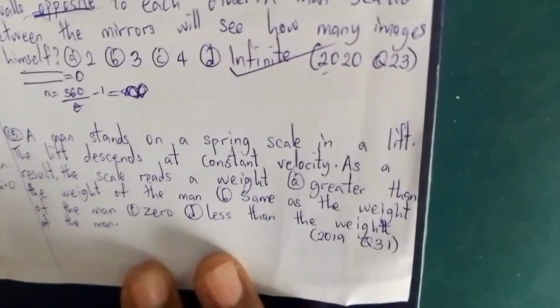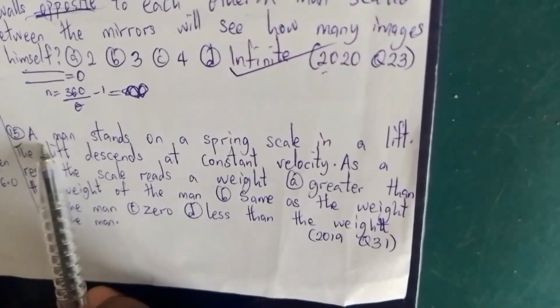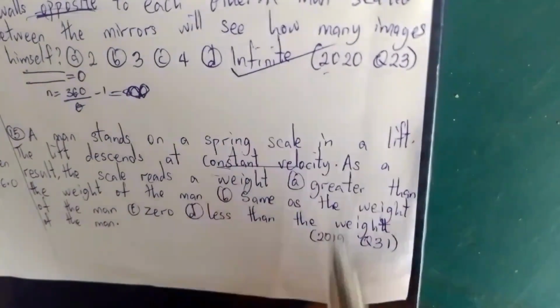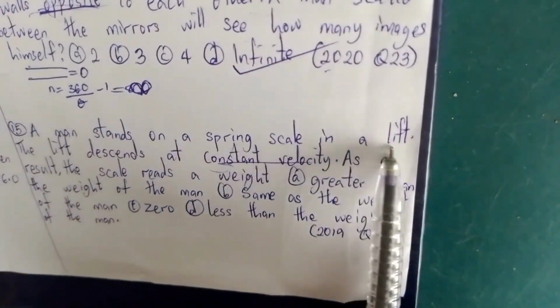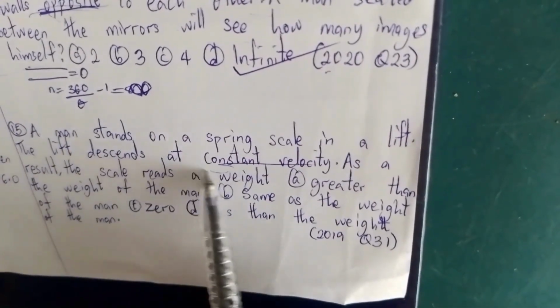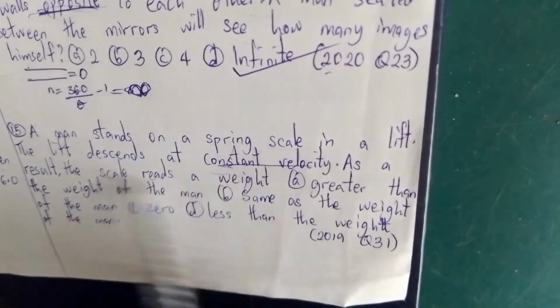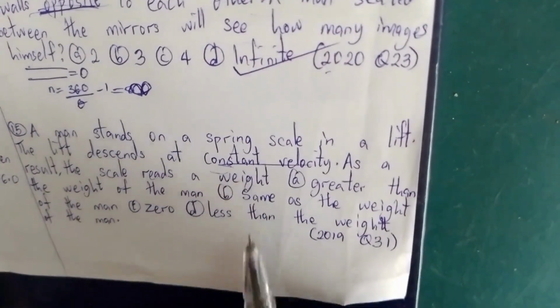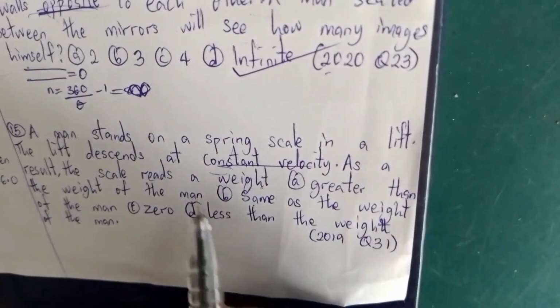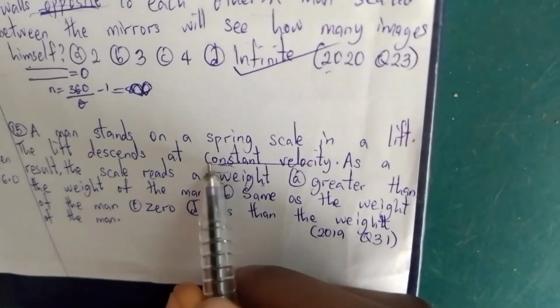Now, the last question I'm going to be talking about is under constant velocity. They said a man stands on a spring scale in a lift. The lift descends at constant velocity. As a result, the scale reads a weight that is dash. Now, what's the weight if the particular lift descends at constant velocity?